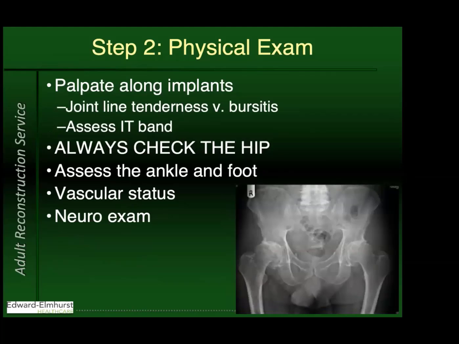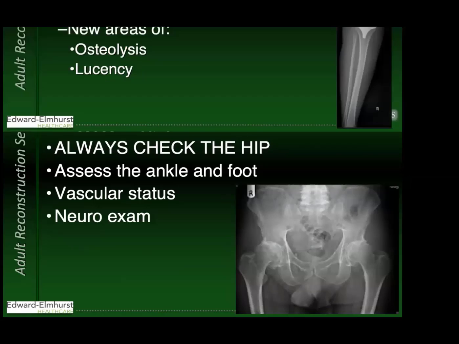Make sure you palpate along the implants. Always assess the IT band. That tends to be tight in a significant number of patients, and can also be a diagnosis that you can determine with an injection or confirm with an injection. Check the vascular status. Always check the hip. Check the neuro exam as well, and make sure you're not treating someone with Parkinson's disease and revising them for stiffness just because they have Parkinson's disease.